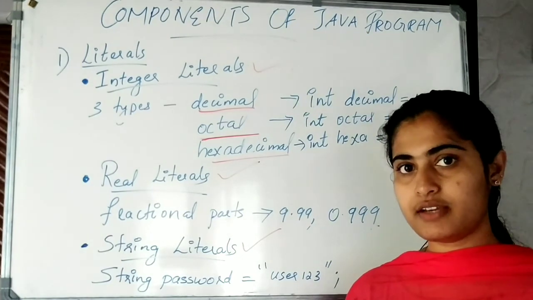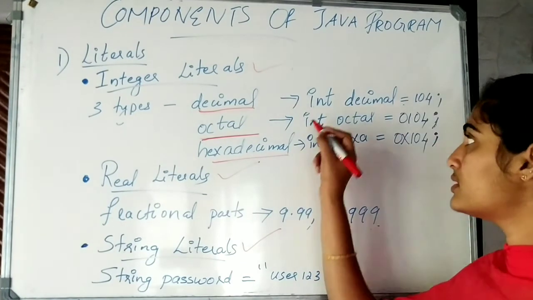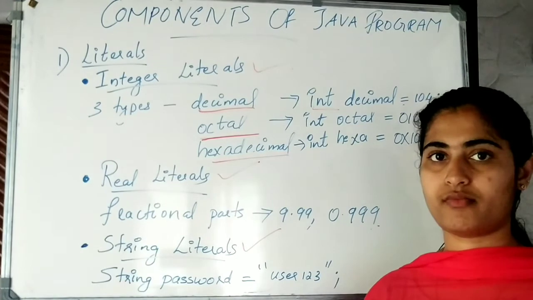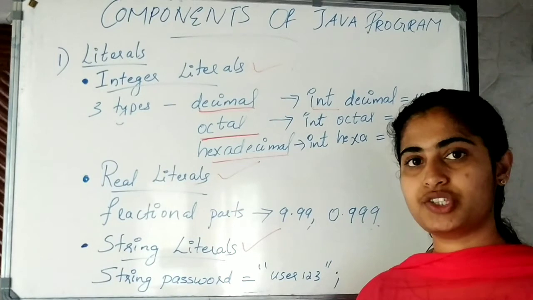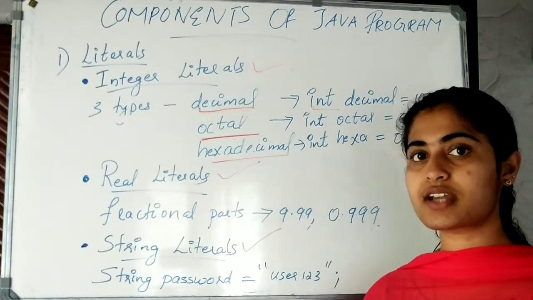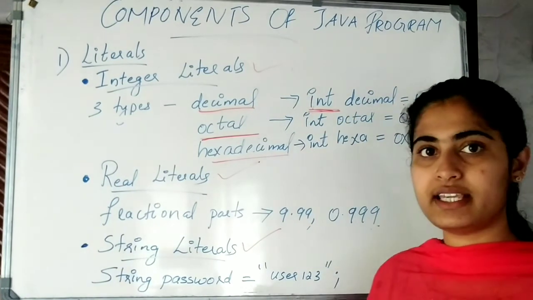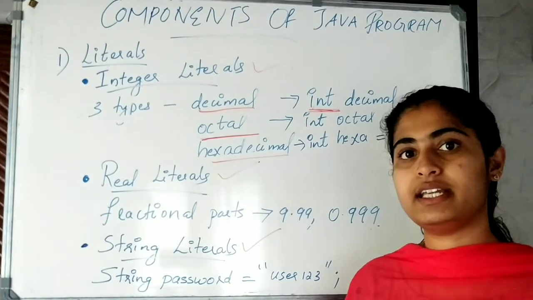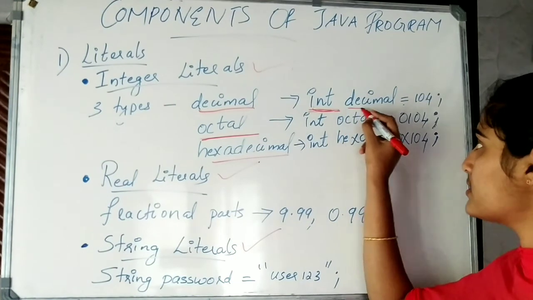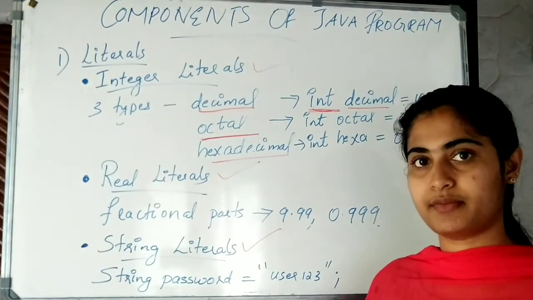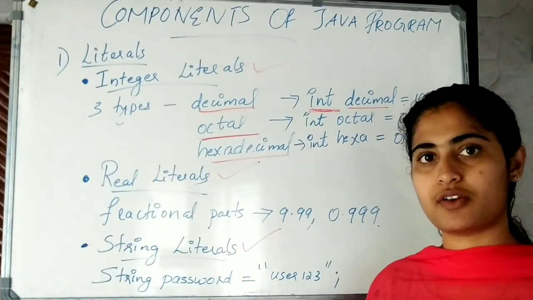Whenever you write an integer literal in a Java program, your statement should first start with the keyword int. By writing this keyword int, it shows that we are writing an integer literal. After writing the keyword int, you have to write the name of that particular integer. Here, I have represented it by using the word decimal. You can write any name of your wish.